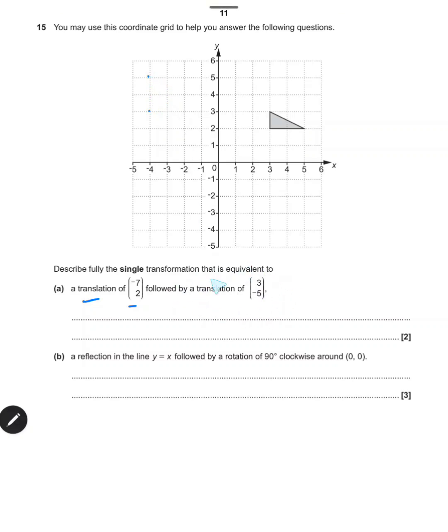And then I'm going to follow on with this translation. That's 3 to the right and 5 down. 1, 2, 3 to the right and 1, 2, 3, 4, 5 down. If I draw this triangle, remember it was the top corner that I moved. It's going to go across there and there like that. And the only way to get from there to there is another translation. And I just need the vector that moves me from here to here.